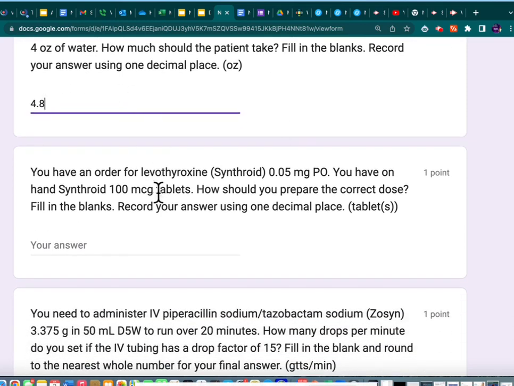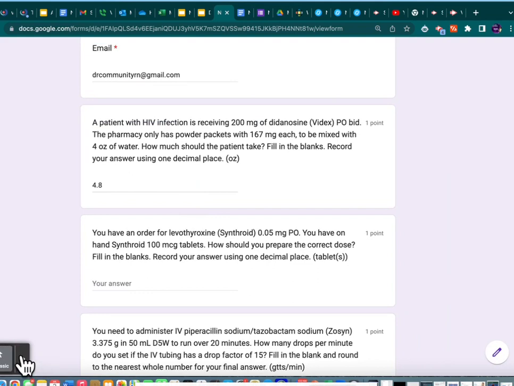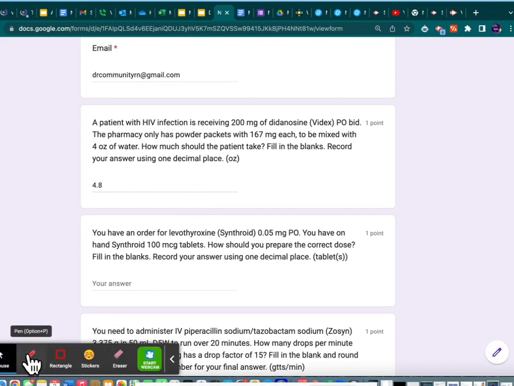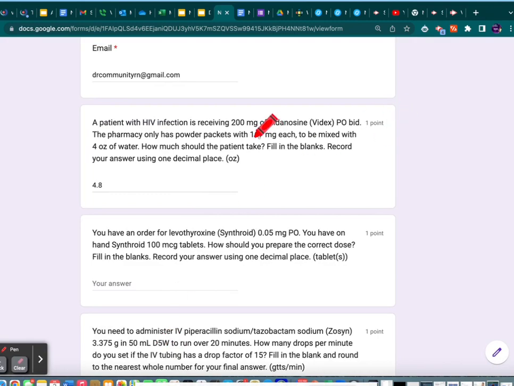You might use it again for this formula. You have an order for levothyroxine 0.05 milligrams PO. You have on hand Synthroid 100 microgram tablets. How should you prepare the correct dose? Fill in the blank, then record your answer using one decimal place. The final answer will be in tablets. So here's your opportunity to explore. Think first, will the D over H times V formula work here? And if so, go ahead and start plugging it in, if that makes sense for you to do.